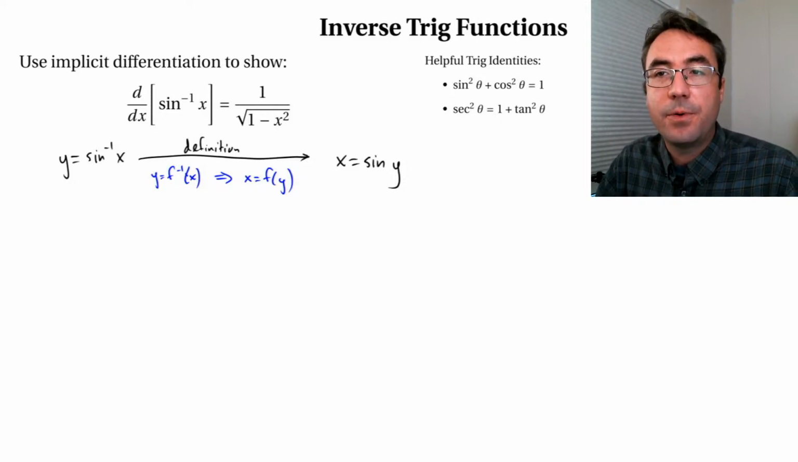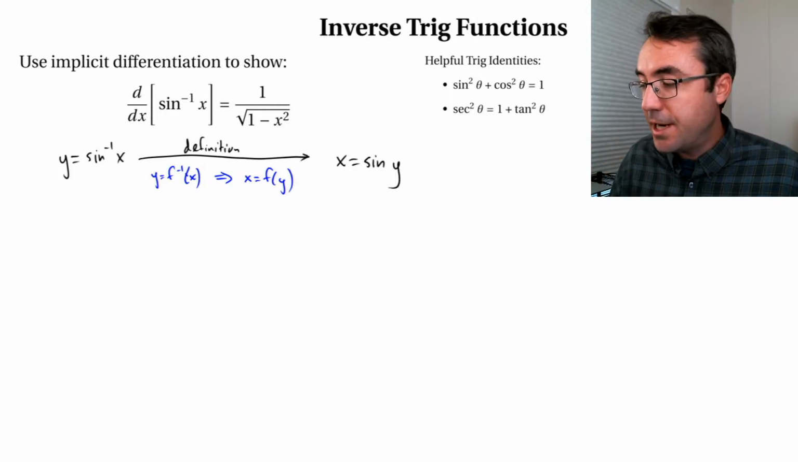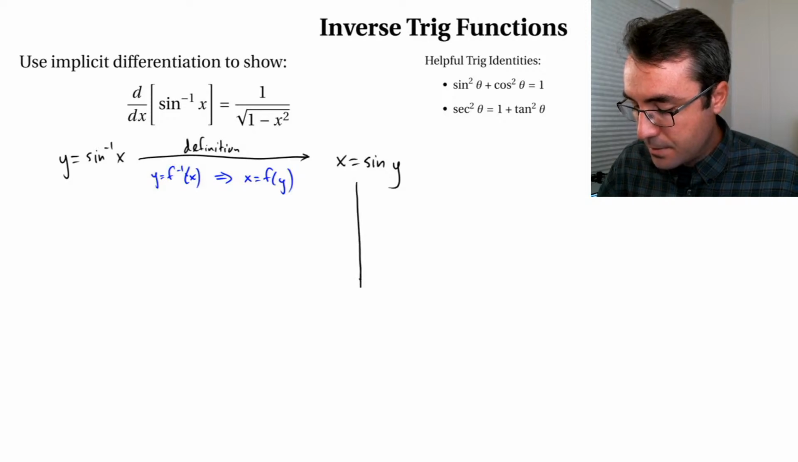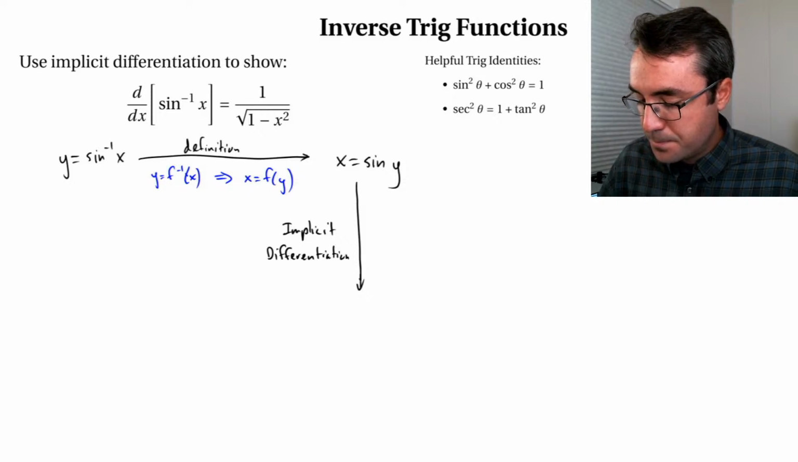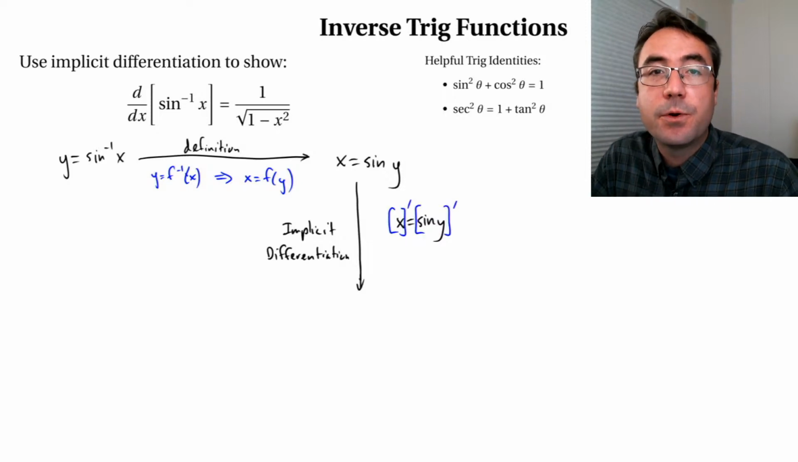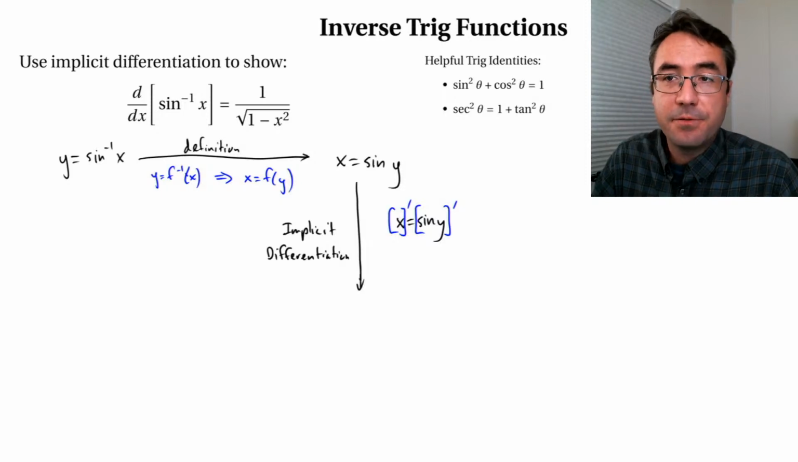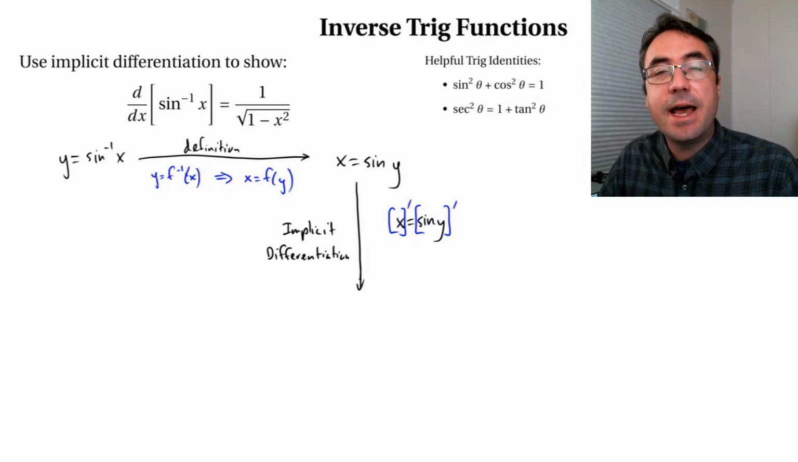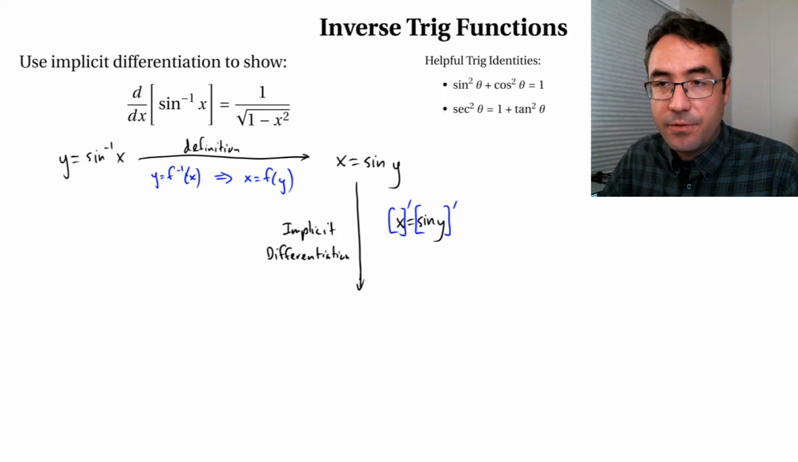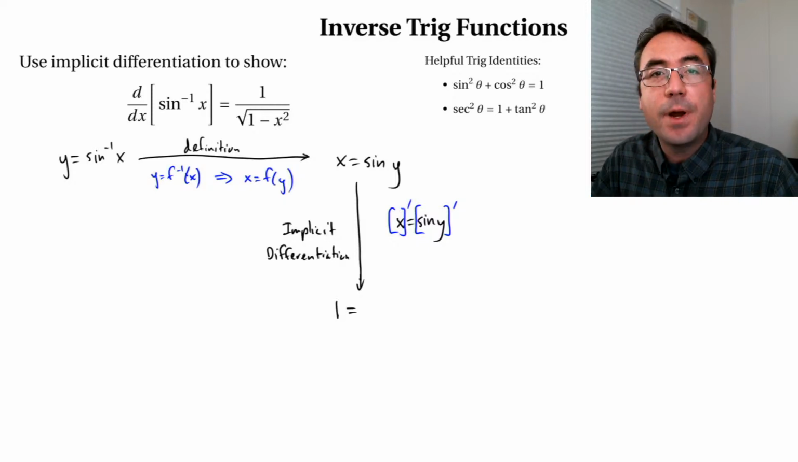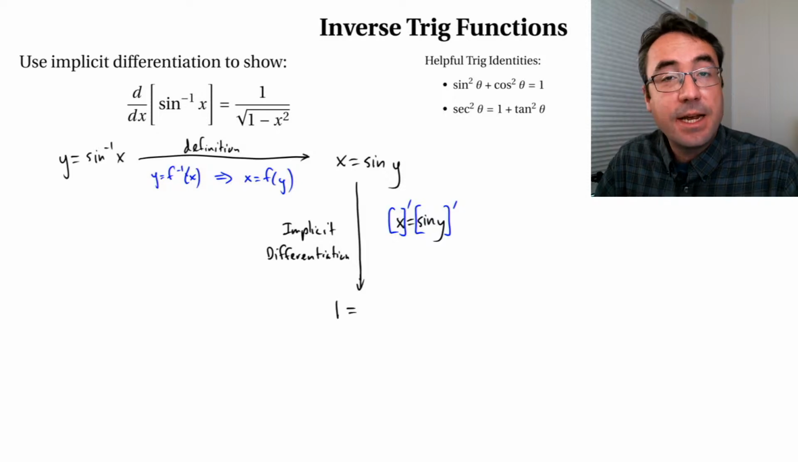So we now have our equation, x equals sine of y, and this is where we do the differentiation, using implicit differentiation. Let's write down our equation and apply the derivative to both sides, just like we were doing before with implicit. Here we're treating x as a variable, and y as both a variable and a function. On the left-hand side, we differentiate x like usual, so the derivative of x is just 1. And on the right-hand side, we're going to do the derivative of sine of y.